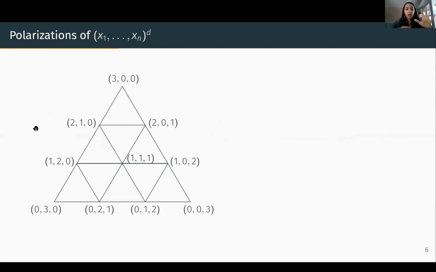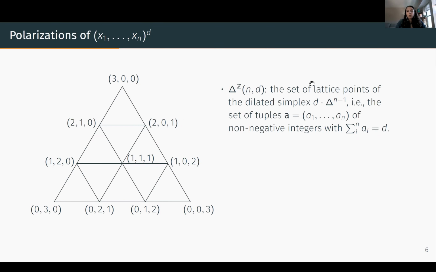Here I have a dilated simplex, and I'm going to look at all of its lattice points. That's what this delta Z and D is. I'm looking at all the lattice points of a simplex dilated by D, an n minus 1 simplex. The point is that for powers of the maximal ideal, these are all the exponent vectors that you can get, right?